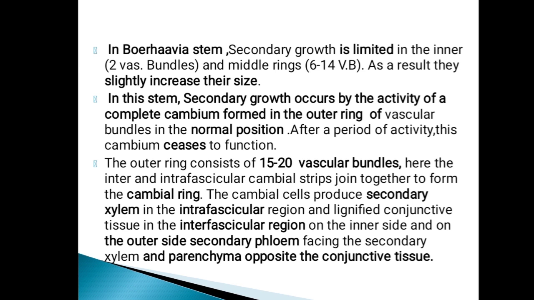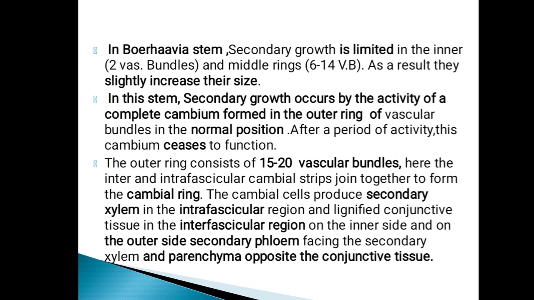In this stem the secondary growth occurs by the activity of a complete cambium formed in the outer ring. Now the secondary growth starts in the outer ring of the vascular bundles in the normal position. After a period of activity, this cambium ceases to function. This is the abnormal point to be noted. The outer ring consists of around 15 to 20 vascular bundles. Here the intrafascicular and interfascicular cambial strips join together to form a cambial ring. As usual, there is a formation of a cambial ring here also.